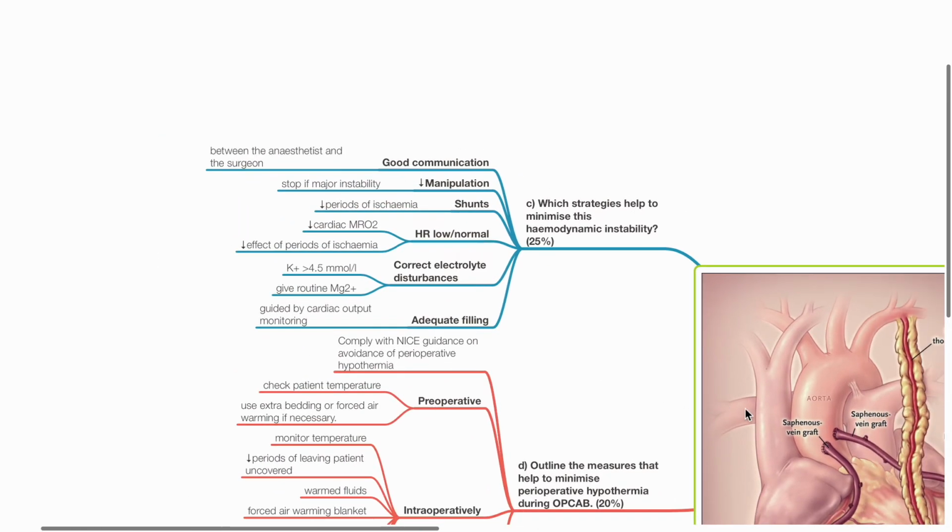C. Which strategies help to minimize this hemodynamic instability? Strategies include good communication between the anesthetist and the surgeon, reduced cardiac manipulation, stopping manipulation if there is major hemodynamic instability, the use of shunts to reduce periods of myocardial ischemia, maintaining heart rate at low to normal to reduce cardiac oxygen consumption and reduce effects of periods of ischemia.